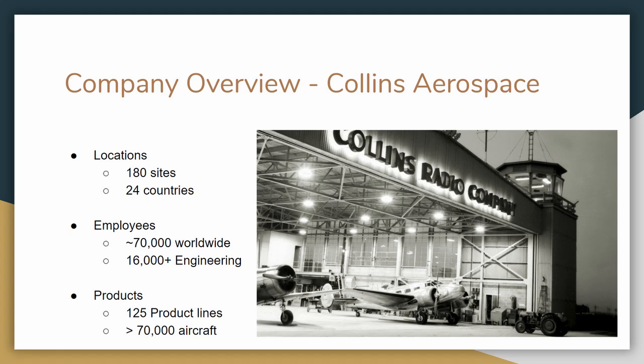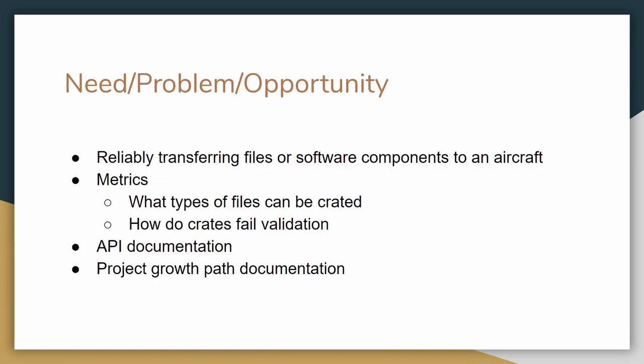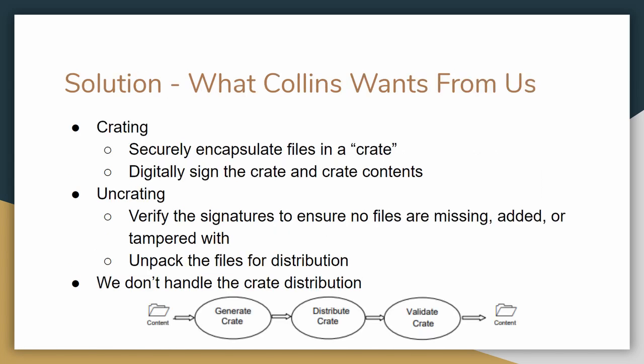Collins Aerospace is an aviation-based company specializing in technological solutions for the global aerospace and defense industry. Collins Aerospace uses crates as defined in the ARINC 827 specification document to transfer loadable software parts and files into an aircraft. Our project is to create an API-driven application that allows users to input various loadable software parts, directories, and other files, which will be created according to the ARINC 827 specification document.